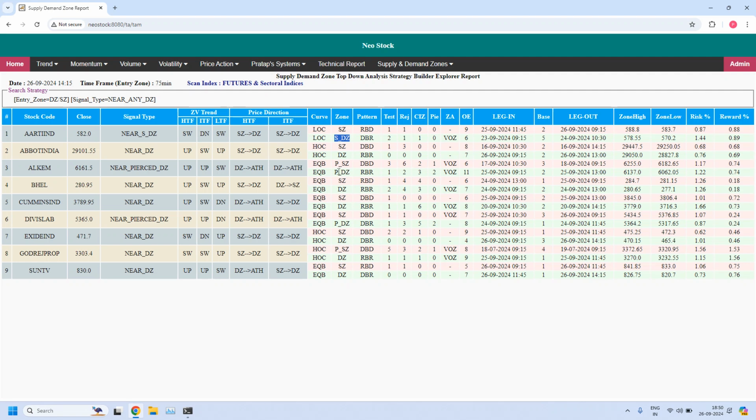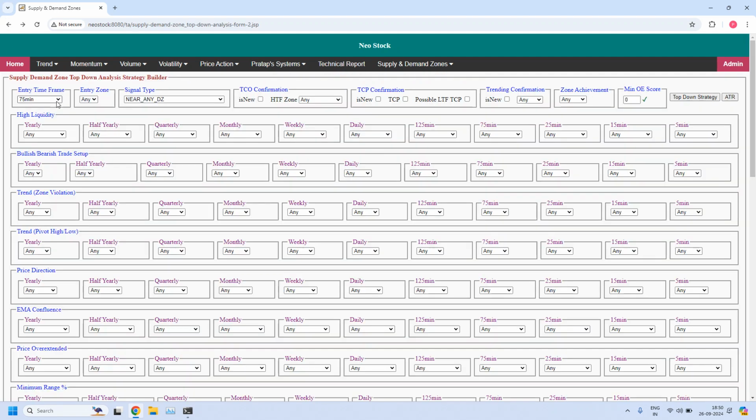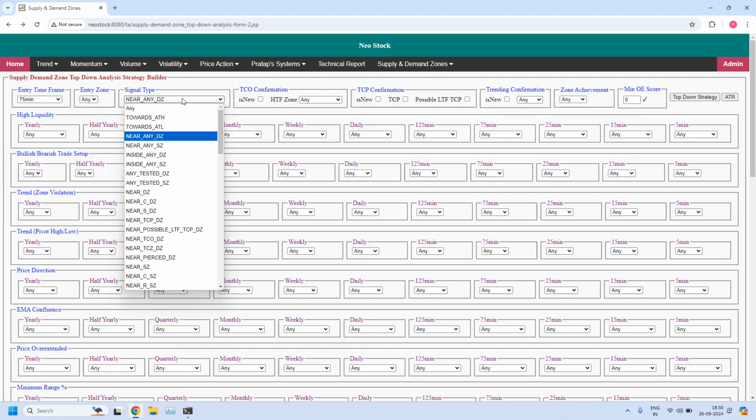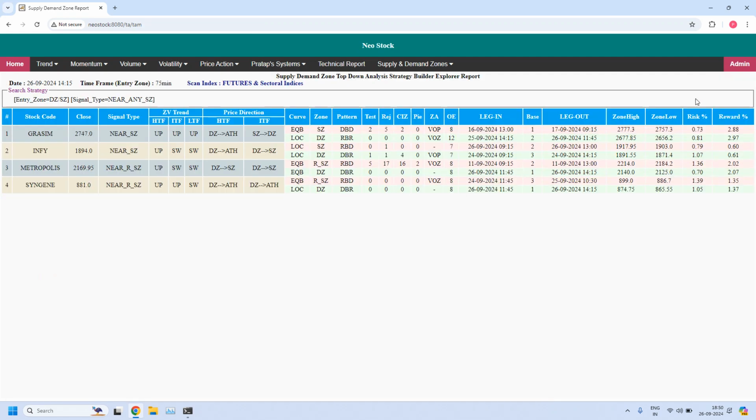That's it. We have only one high liquidity 75 minute supply zone from this list. Next, for 75 minutes time frame, let us find the stocks near 75 minute supply zone. 4 stocks are filtered. Let's verify any high liquidity supply zones from this list.